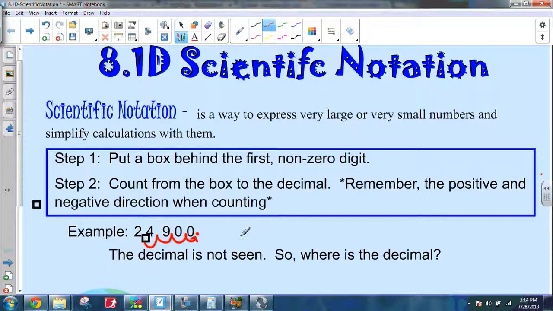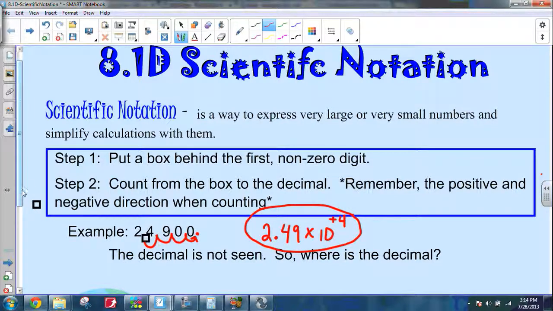So let's write our answer in scientific notation. First we'll start with our number, and the box being where our decimal is. So 2.49. Now we follow it by the notation times 10. And the exponent is going to be how many times you counted from the box to the decimal. In this case, positive 4. So our answer is 2.49 times 10 to the positive 4.